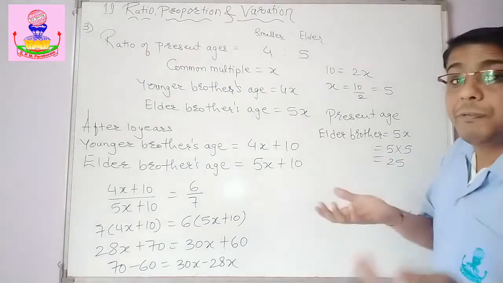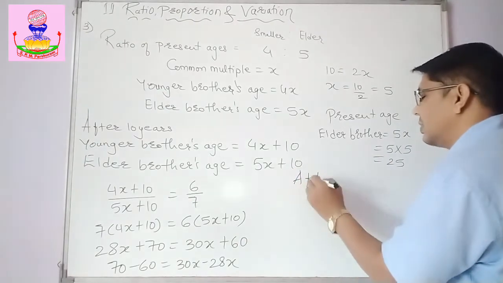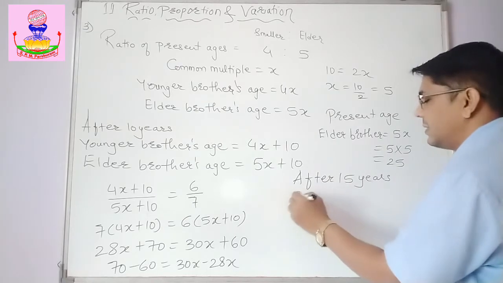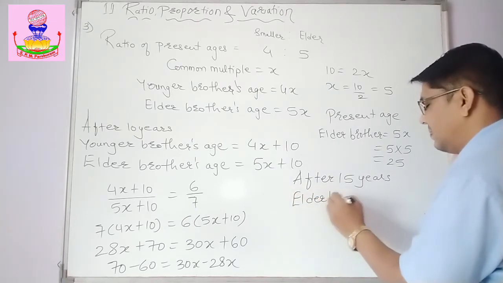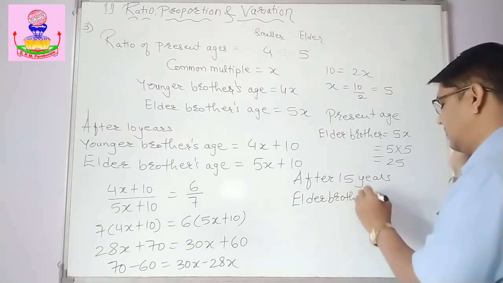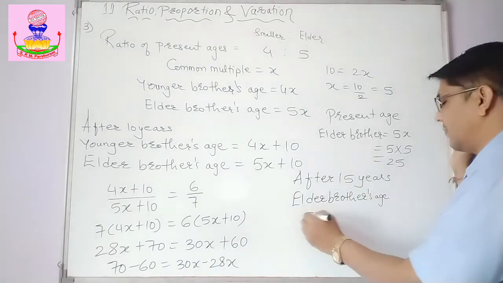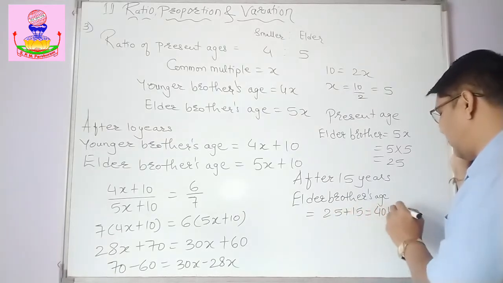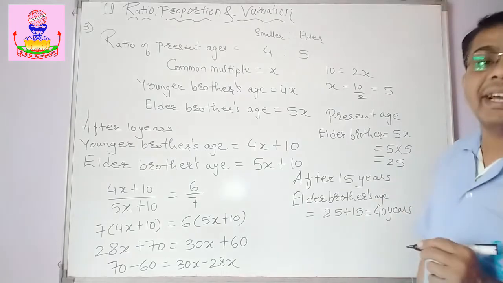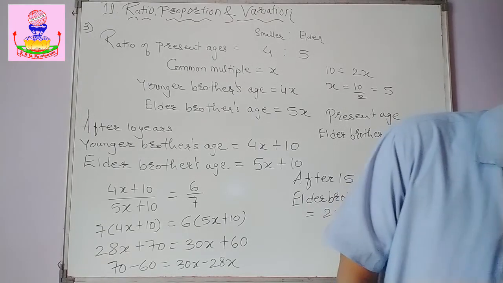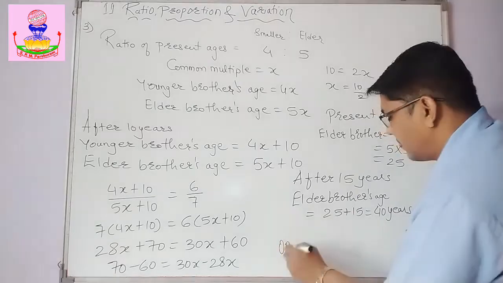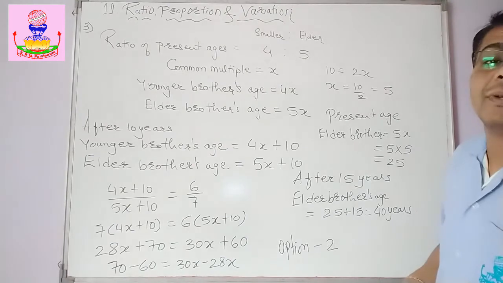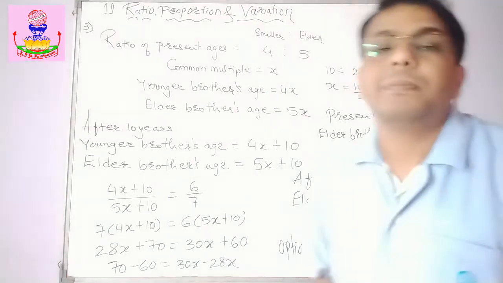Now this is the present age; after 15 years, what will you do? Yes, exactly. You will add 15. So elder brother's age after 15 years is 25 plus 15. How much is it? Oh yes, 40 years. Right? And hence option number 2. Option 2 is the right answer. Okay? I hope you have understood. Let's move to the next example.